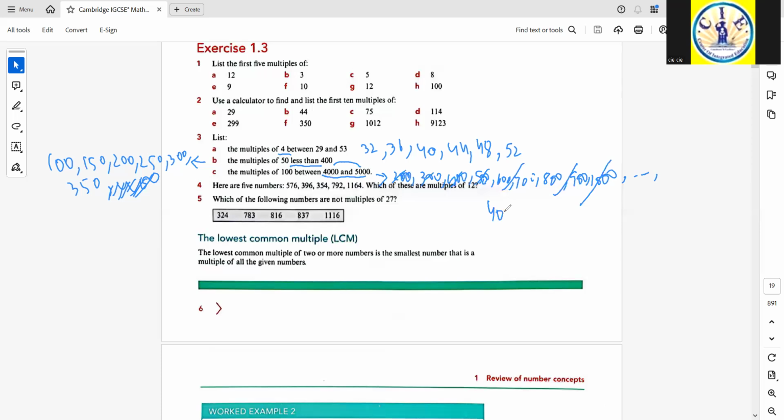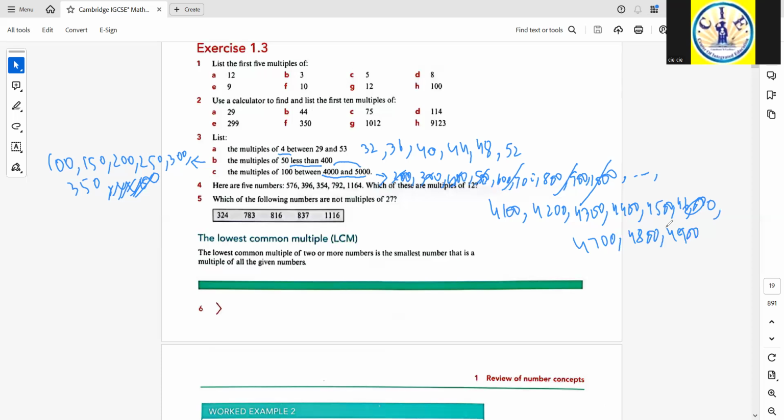These are just the multiples of 100 to fulfill this condition. So 4,100, 4,200, 4,300, 4,400, 4,500, 4,600, 4,700, 4,800, 4,900. So that will give you the required answer.